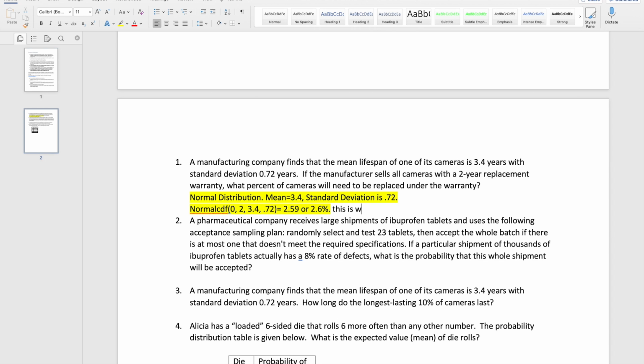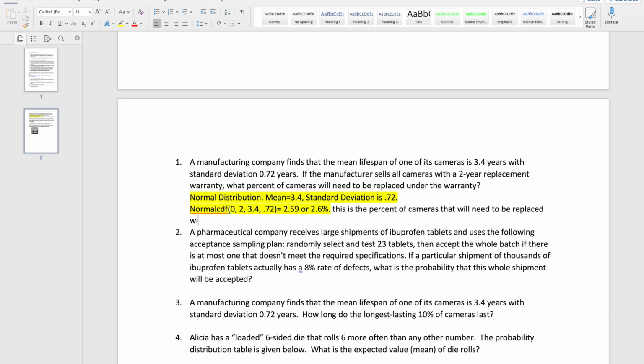This is the percent of cameras that will need to be replaced within warranty.